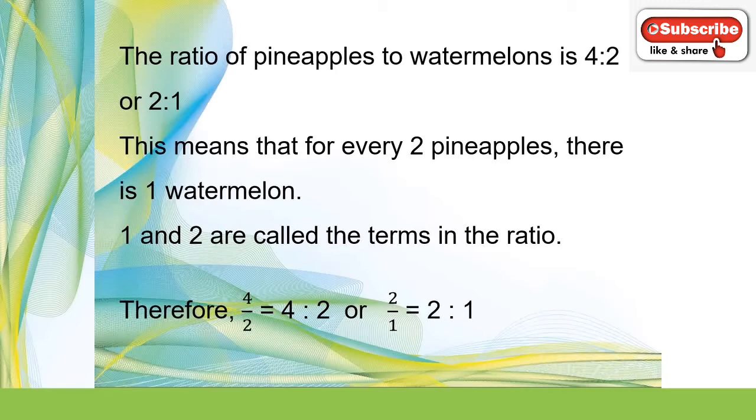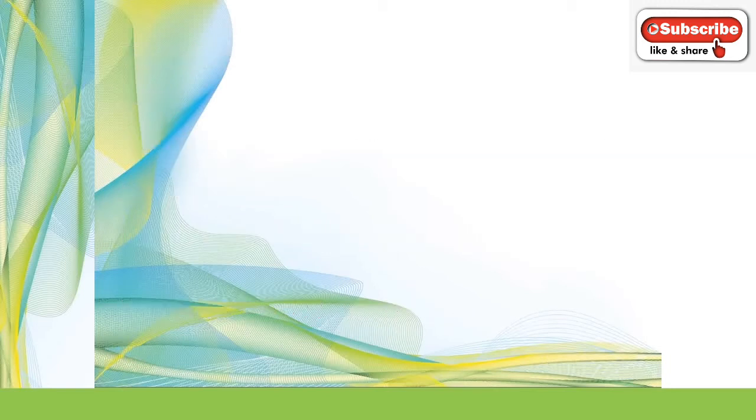Is 2 is to 1 the same as 1 is to 2? The answer is no. They are not the same because 2 is to 1 means 2 pineapples for every 1 watermelon, while 1 is to 2 means 1 pineapple for every 2 watermelons. We should remember that in a ratio, the terms should not be interchanged. Let us have more examples.